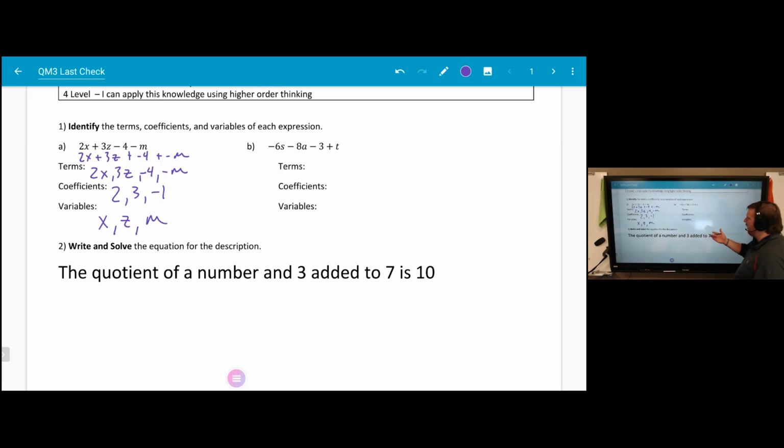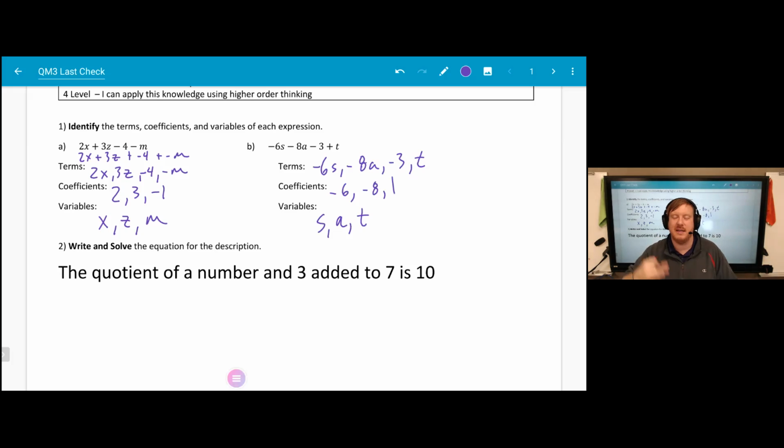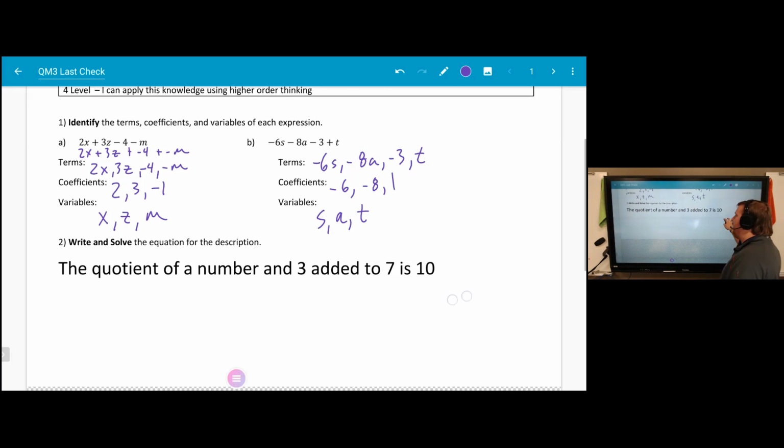In that same way, we would take a look at b. Our terms would be negative 6s, negative 8a, negative 3, and t. Our variables would be s, a, and t. And the coefficients, I have negative 6 of the s's, so I just write negative 6 for a coefficient. I have negative 8 for the a's. And how many t's do I have? Yeah, I have 1. I have to put the coefficient. If I have 3 variables, I need 3 coefficients. Don't forget that.